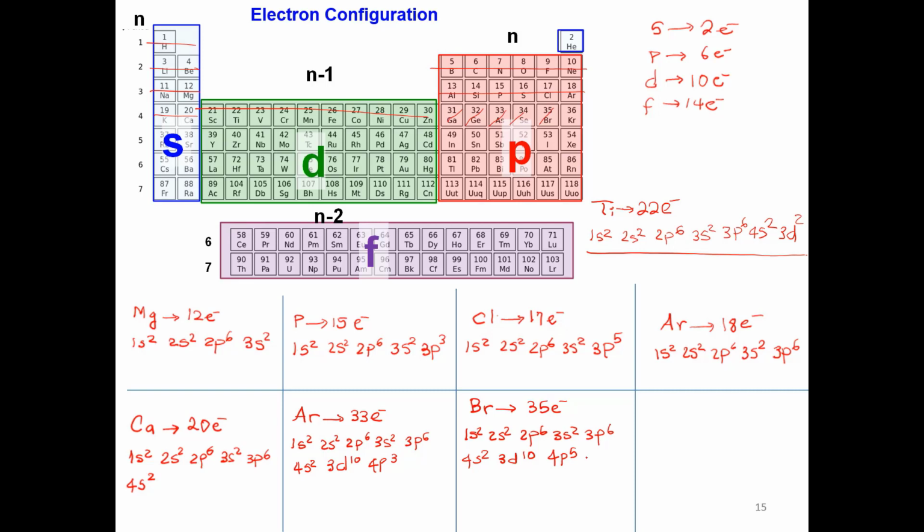And let's try now krypton. And how many electrons for krypton? 36. And yes, now do the same thing. Yes, follow the same procedure.